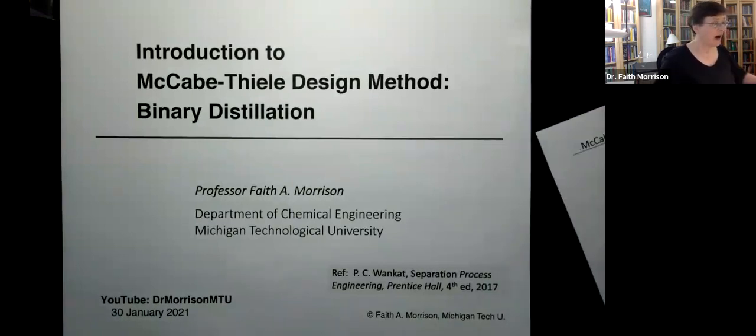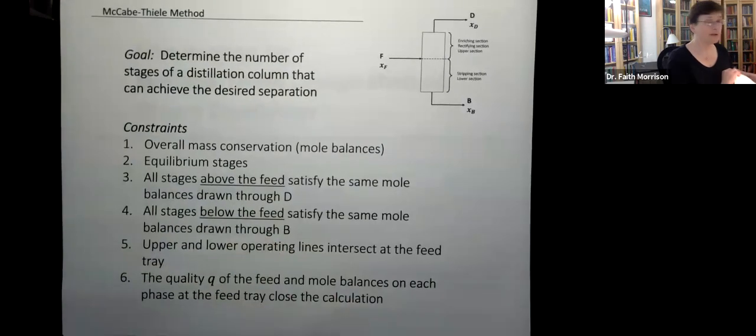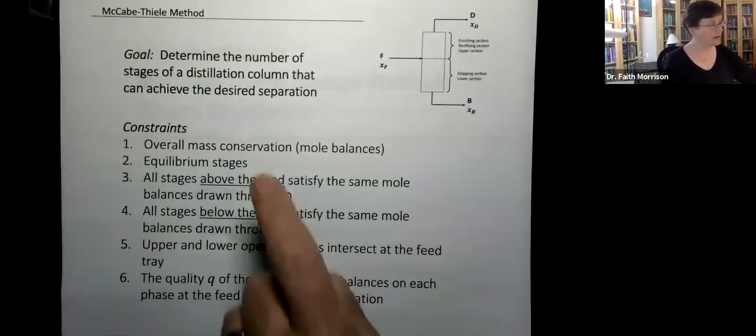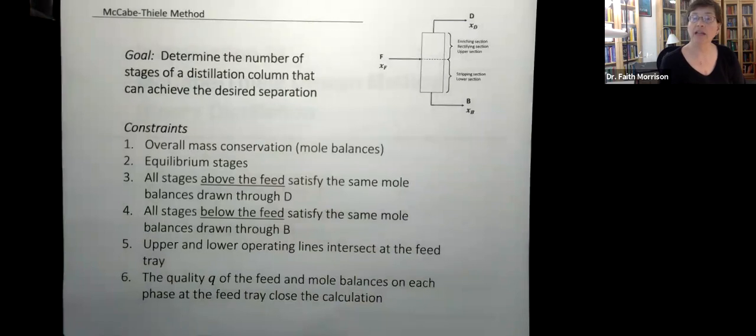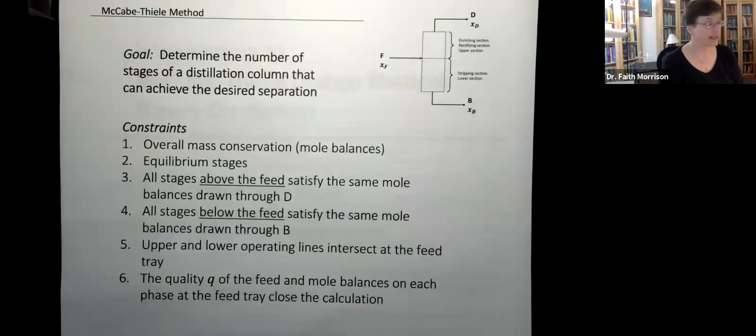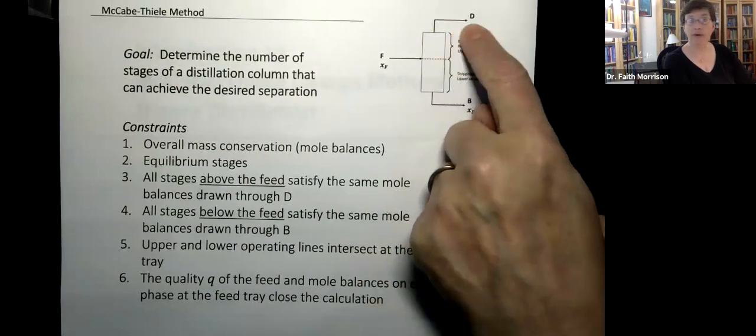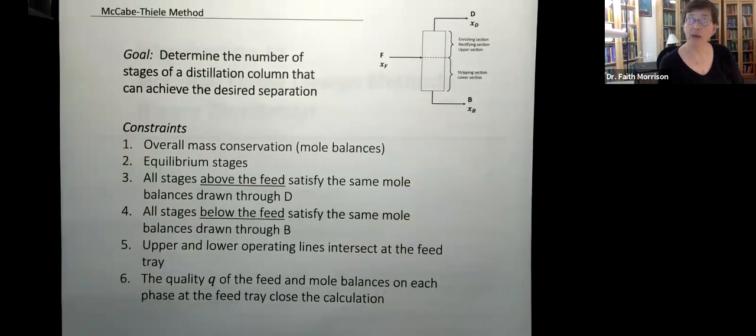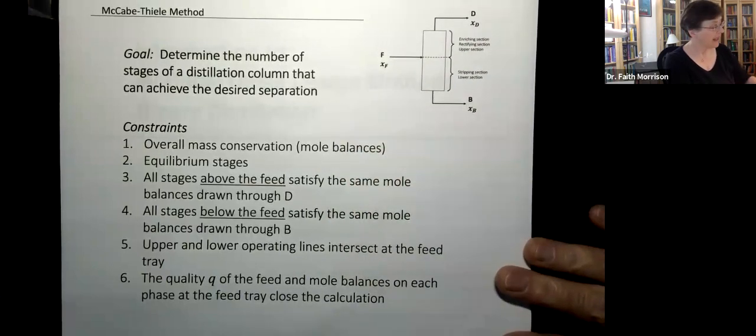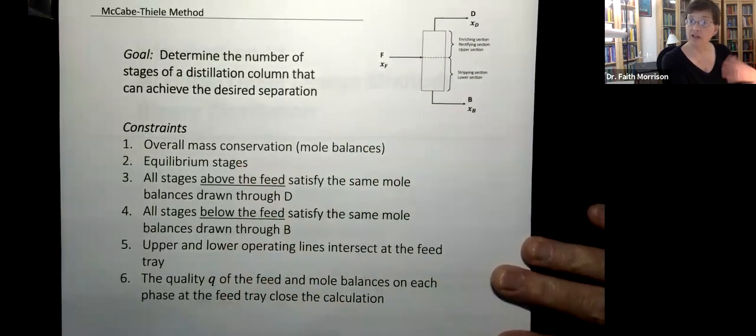All right, so I want to have a guidepost to take us through this calculation. Our goal is to determine the number of equilibrium stages that are needed in a distillation column to make the actual separation take place that we assert. So that is our goal. And these will be the different constraints from the physical world, from the real world, that we have to match in order to have that be the case. So we have to have masses conserved. Since we have no reaction, those will be mole balances.